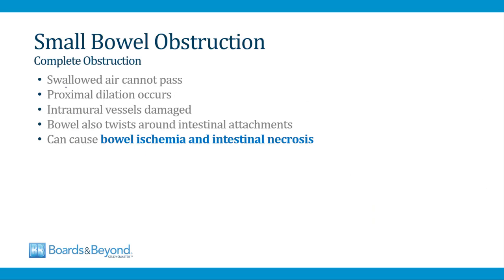When there's a complete small bowel obstruction, air that is swallowed cannot pass the obstructed region, and as a result, the small bowel proximal to the obstruction begins to dilate. This stretching and dilating of the bowel causes vessel damage. The bowel also sometimes can twist around intestinal attachments when it becomes dilated. And so eventually this can lead to bowel ischemia and intestinal necrosis, which are the feared outcomes in a patient who has a small bowel obstruction.